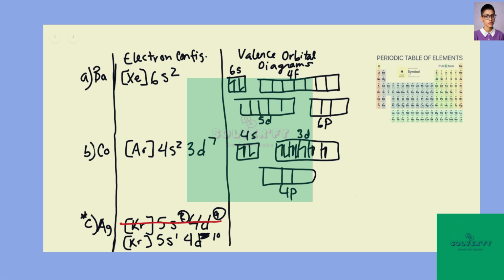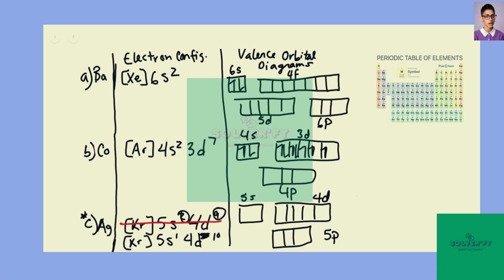And then to come back down to do silver, we have 5s, and then, ooh, that's lopsided. Okay, so 4d, and then 5p. 1, 2, 3, 4. Then that one.